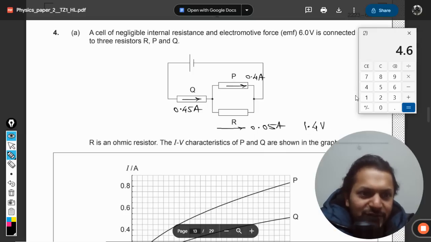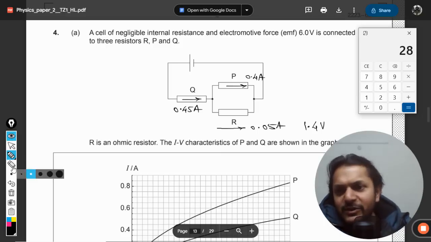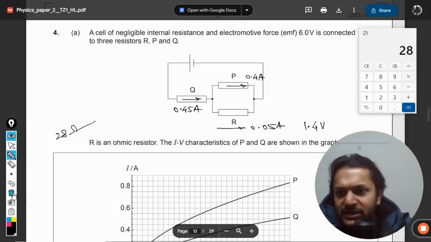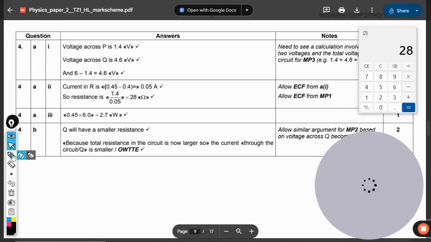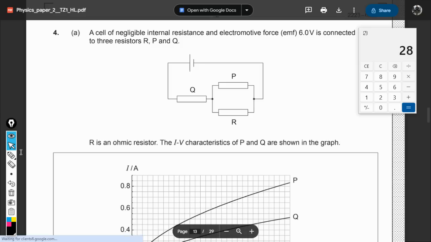So the resistance will be 1.4 divided by 0.05. So the resistance will be 28 ohms. So that will be the answer. Let us go to the mark scheme and see if that is the correct answer. And yes, it is indeed 1.4 divided by this. So that is 28. Let us now move to the next question.